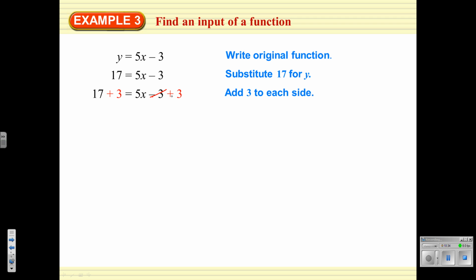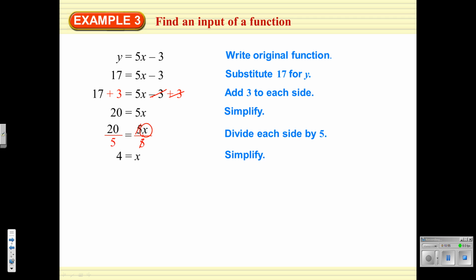My negative 3 and positive 3 add to 0, and 17 plus 3 over there is 20. So we have 20 equals 5x. Divide both sides by 5. My 5's divide out to be 1, isolating x. And 20 divided by 5 is 4, so therefore x equals 4.